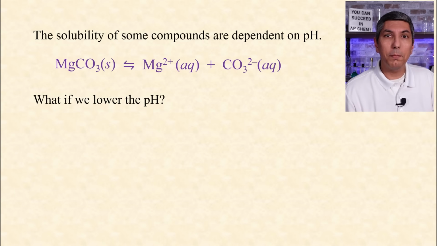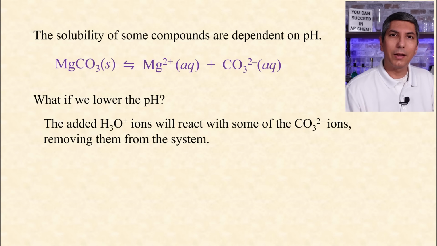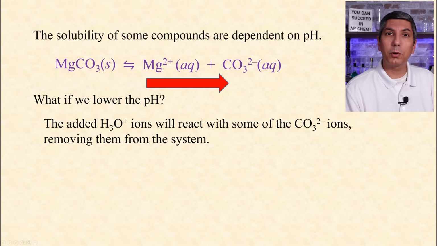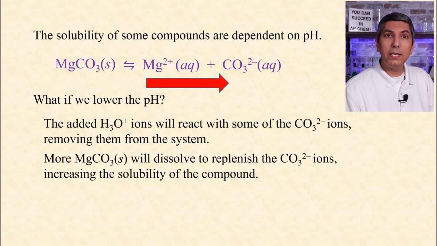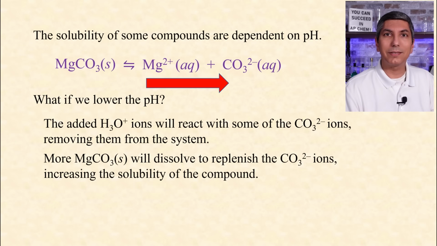Well, lowering the pH increases the amount of hydronium ions present in the solution. And those added hydronium ions will react with some of the carbonate ions, which essentially removes those carbonate ions from the solution. Le Chatelier's principle tells us that when we remove something from a system at equilibrium, the system will try to replenish whatever was removed. So some of that magnesium carbonate will dissolve, replenishing those carbonate ions. That means the compound gets more soluble as the pH decreases.